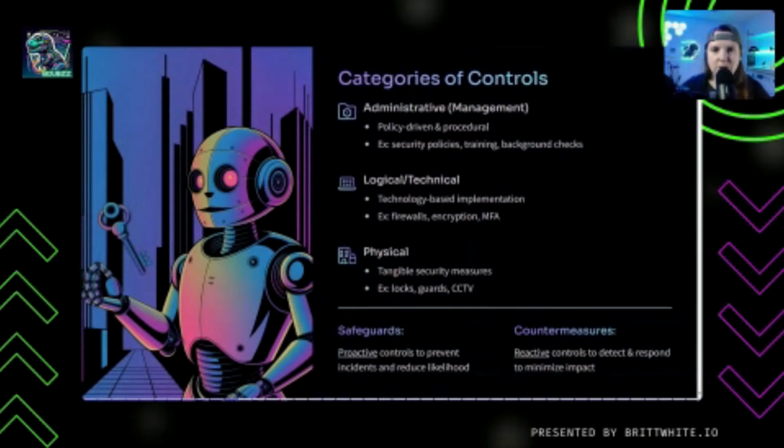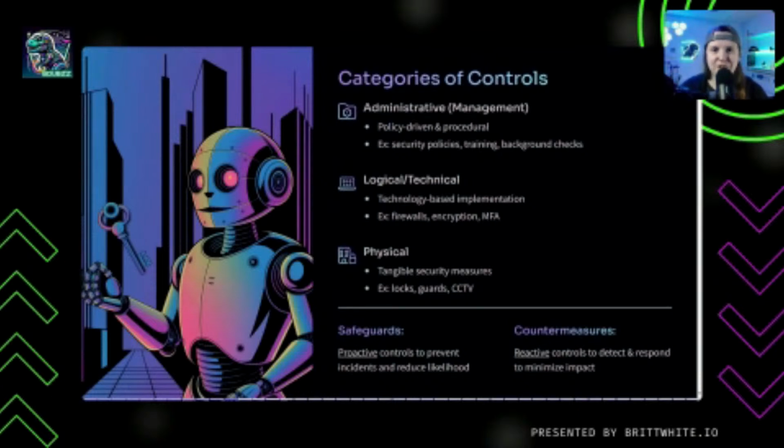Administrative or management controls are policy-driven and procedural controls. Security policies, standards, procedures, security awareness training, background checks, risk assessments, and incident response plans are all administrative controls. They are focused on managing risk through policies and human actions.